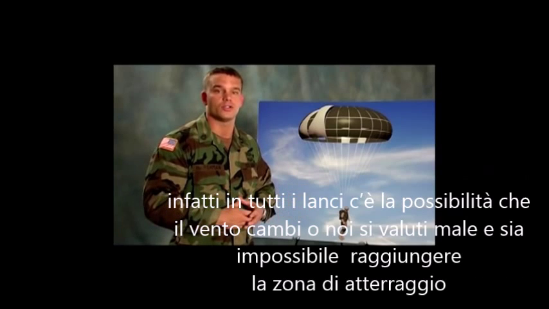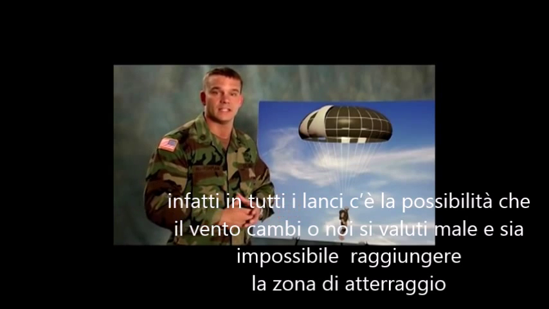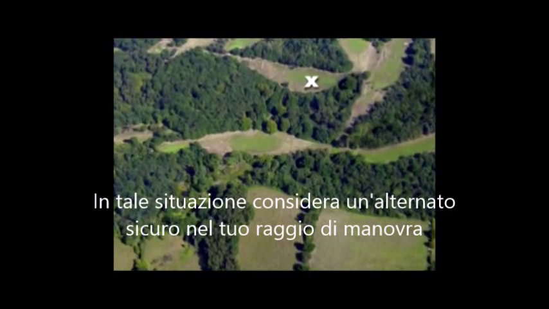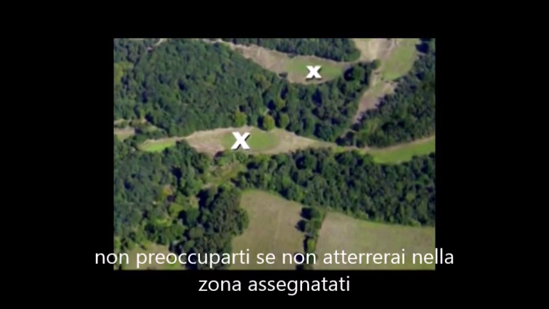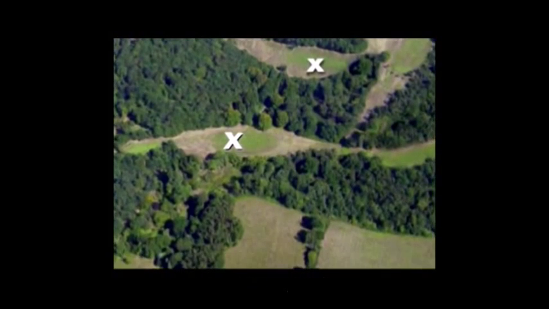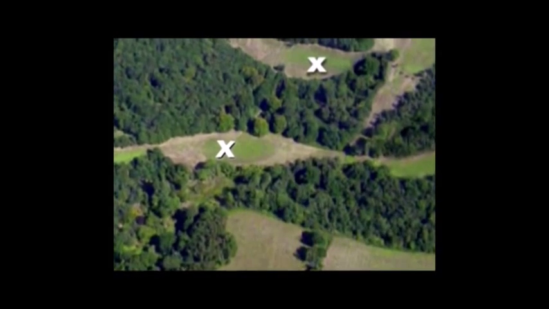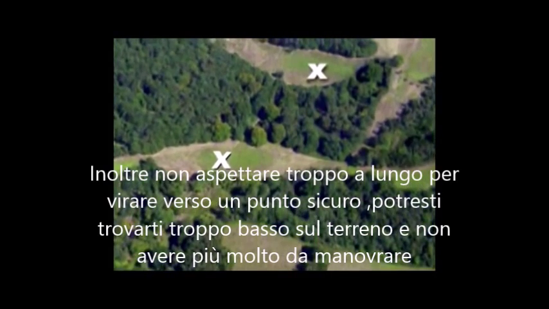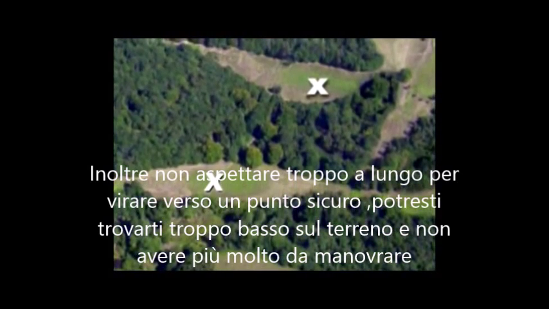In fact, on all jumps there's a possibility of wind change or misjudgment that makes it impossible to land near the IP or even the DZ. In these situations, pick a safe alternate spot within your maneuvering range. Don't worry that you won't be landing in the designated landing area. Just concentrate on steering for a safe landing. Also, don't wait too long before steering for an alternate spot, or you'll be too low to the ground and won't have much maneuvering room.